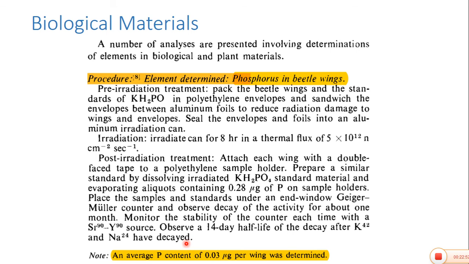If there are coins, there is some different post-irradiation process. If there are beetle wings or another sample, it will be different from those already mentioned. So an average phosphorus content of about 0.03 microgram per wing was determined in this process.